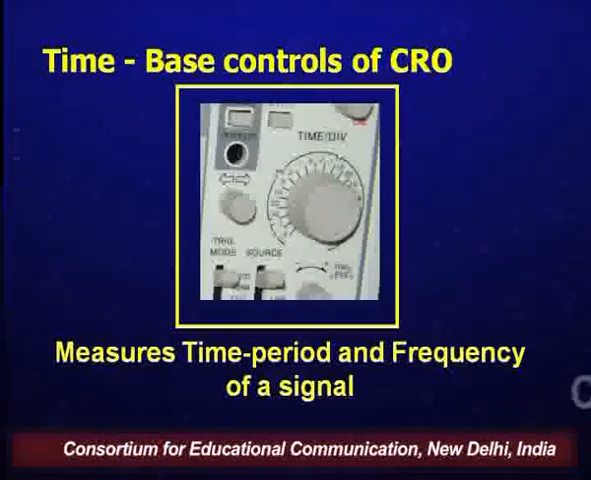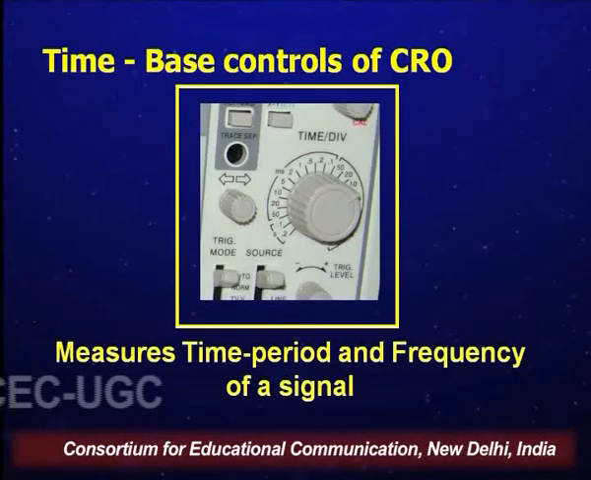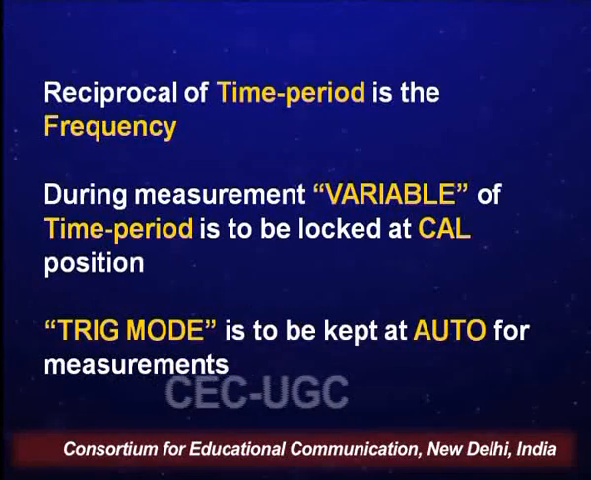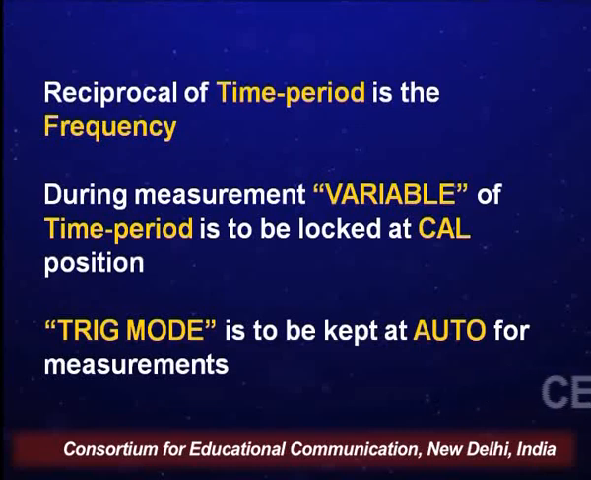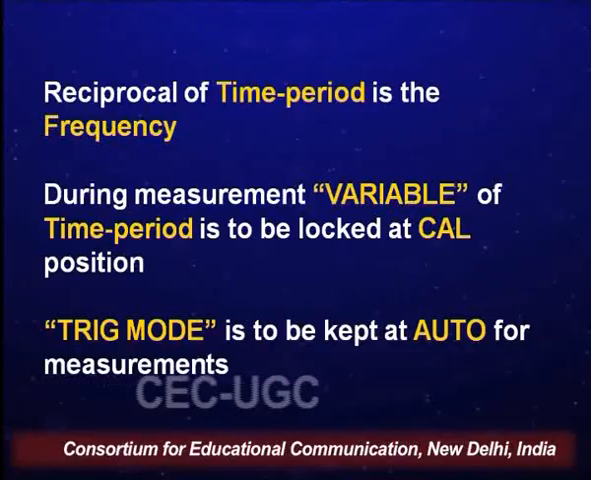So, after this we come to the time base controls. The time base controls allow us to measure the time period and frequency of a signal. Reciprocal of time period is the frequency and vice versa. And during measurement using a CRO, the variable of time period needs to be locked at calibration position. And the trigger mode is to be kept at auto for the measurements. That is because triggering should be automatic.